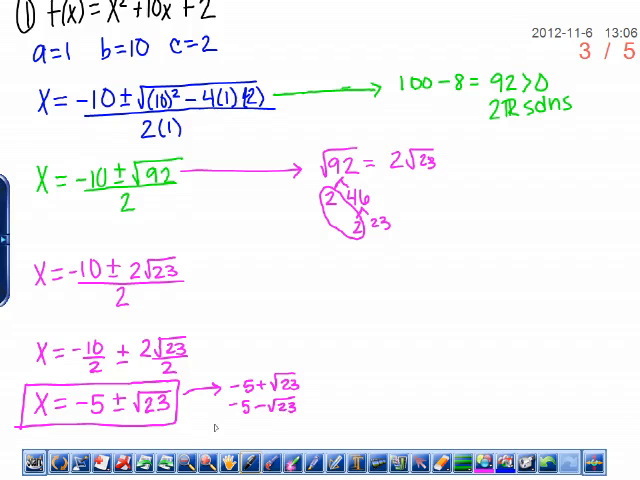Questions? So these are real, which means what about the graph? It crosses the x-axis. Which way does this graph open? Up. So where must the vertex be? Below the x-axis. Good. All right, let's try again.